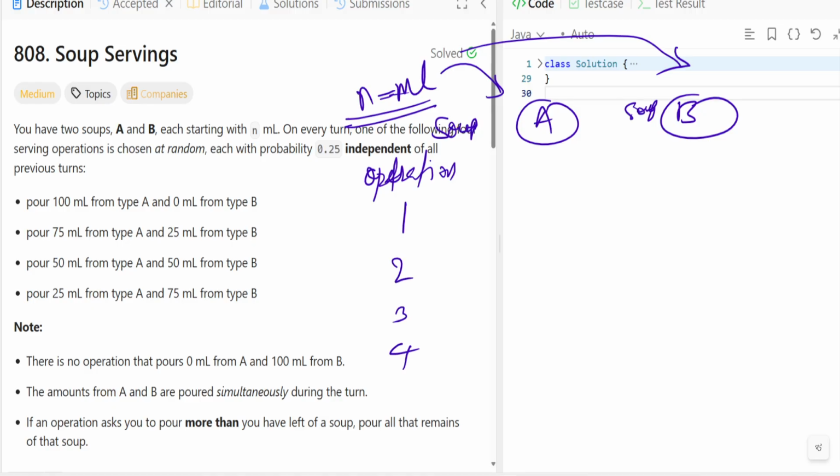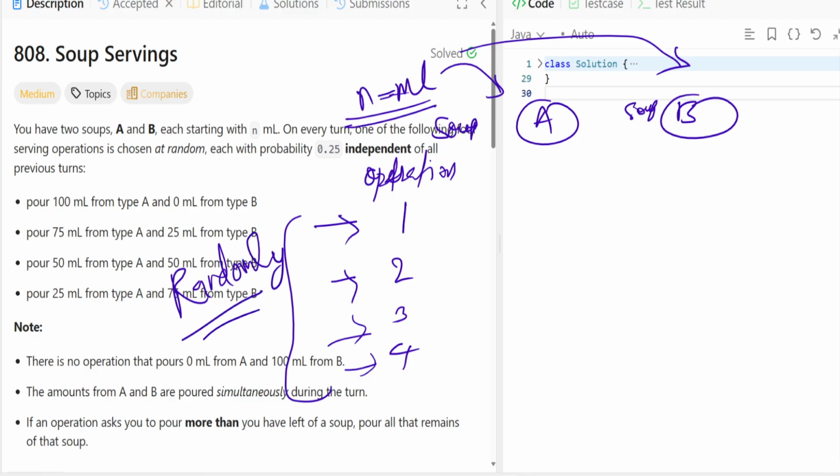These are the four operations we have been given, where it is saying that on every turn, or on each turn, we randomly pick one of the four operations. Either we'll pick this one, this one, this one, or this one. Any of these operations you can take randomly.